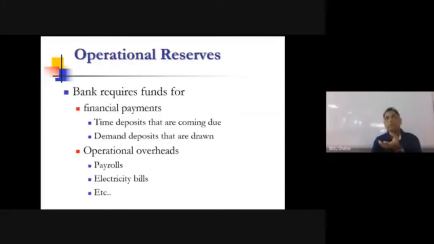Yes, there would be overheads for working in an office building. There will be overheads for electricity, water, all those things, but those are very small. Biggest cost will be staff.